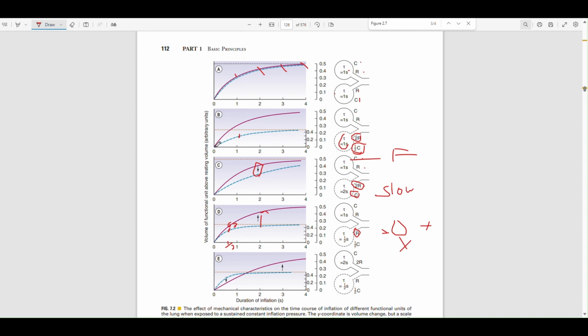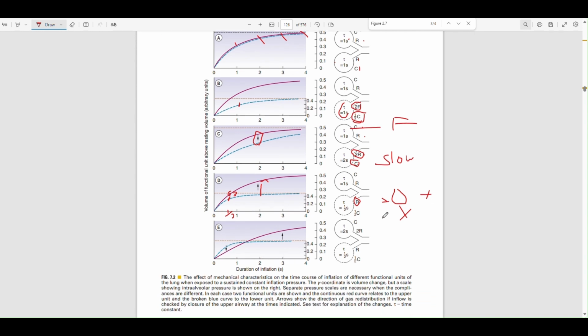But what's important to understand is that the resistance is doubled, so it's going to take a longer time, and the compliance is half, so the volume is less. So if you compare this one to this one, which one's faster? This one, of course, is faster. Number D is faster because the resistance stayed the same. But when you double the resistance, what happens? It takes a longer time. So you can see the slope is ever so slightly slower here. Also the time constant is half in this one.